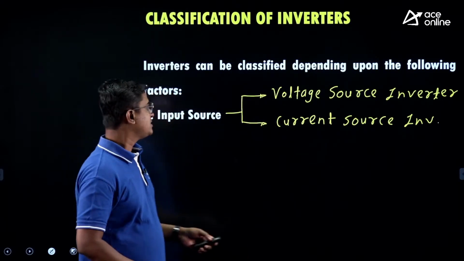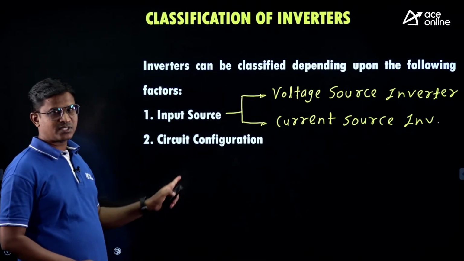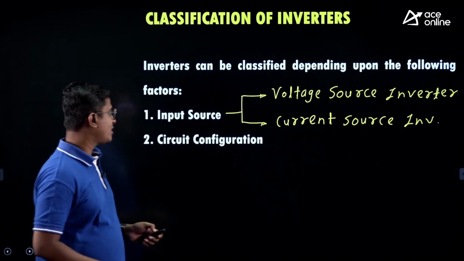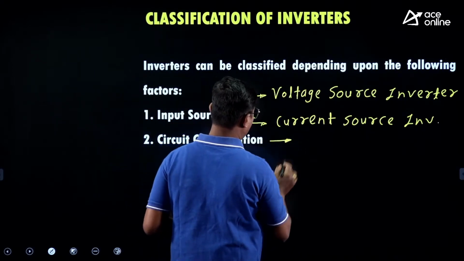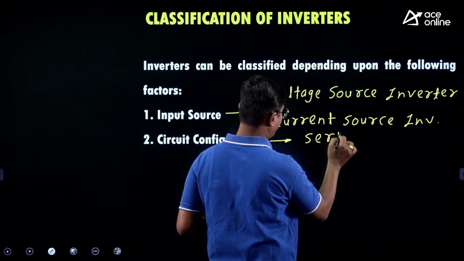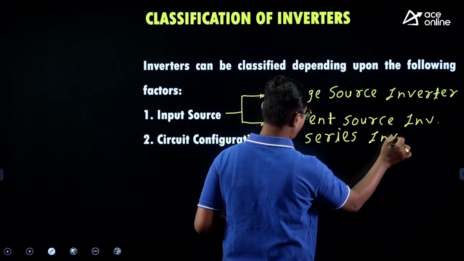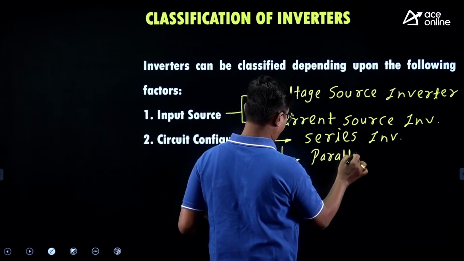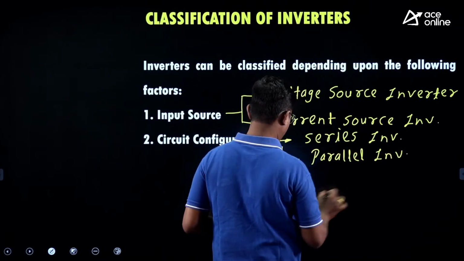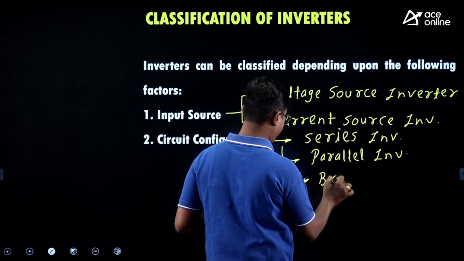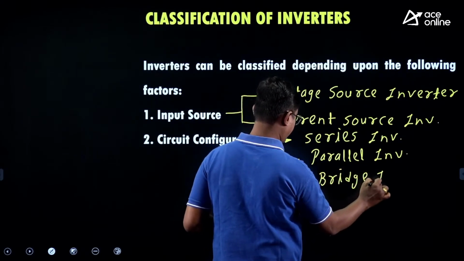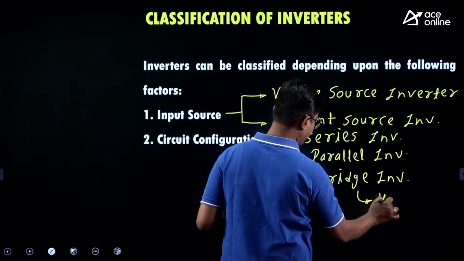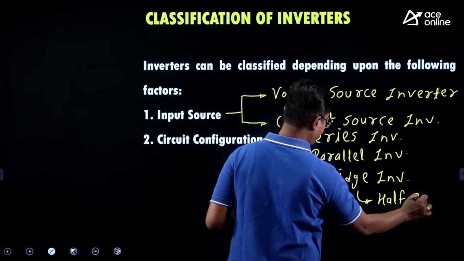The second classification is based on circuit configuration, or based on the connection. Based on connection, there are types like series inverter, parallel inverter, and bridge inverter. In bridge inverter, again there are two types: half bridge and full bridge.